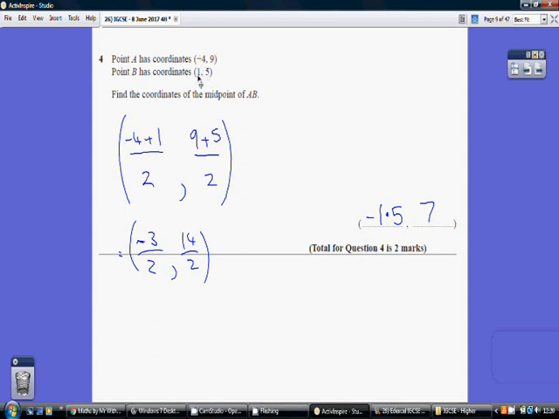Minus 4 add 1 is minus 3. Minus 3 divided by 2 is minus 1.5. And 9 add 5 is 14. 14 divided by 2 is 7.